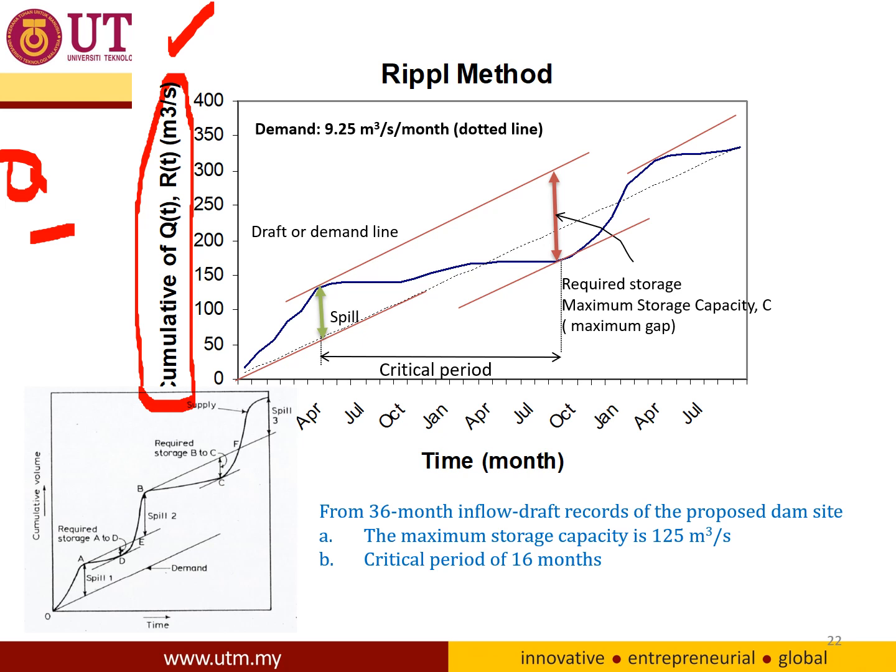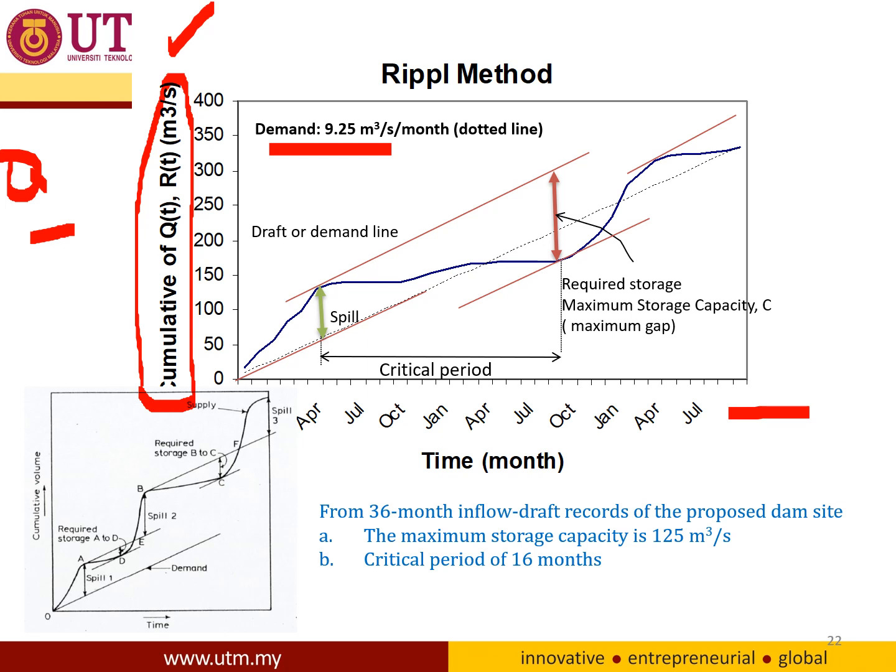So when you plot it, it will look like this. This is time in months, and Y is the Q. Okay, remember you have the draft, the RT, the demand, this one. So this also you need to accumulate.